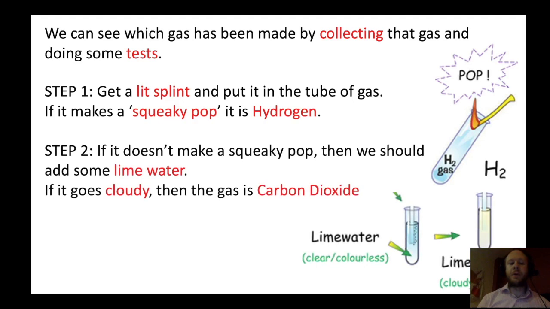If it doesn't make a squeaky pop, then it's definitely not hydrogen, so it might be carbon dioxide. What we should do then is add some lime water and shake it with the lime water, or bubble it through the lime water. If your substance goes cloudy, then we know that whatever you added to the lime water is carbon dioxide. So by shaking the carbon dioxide with lime water, you end up getting the lime water going from clear to cloudy or milky, and that's the test for carbon dioxide.